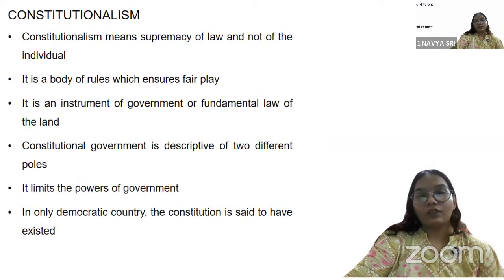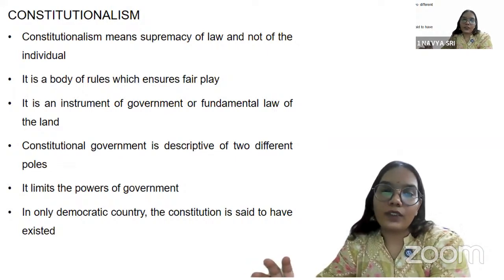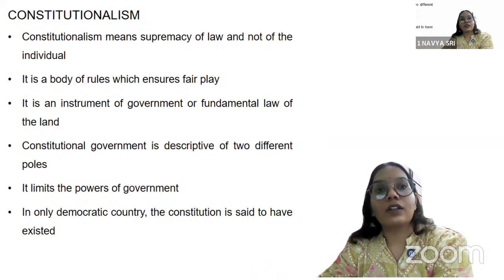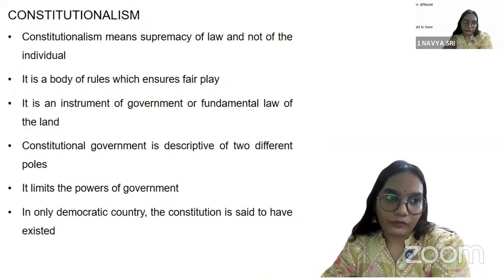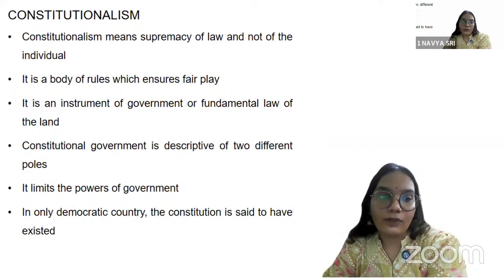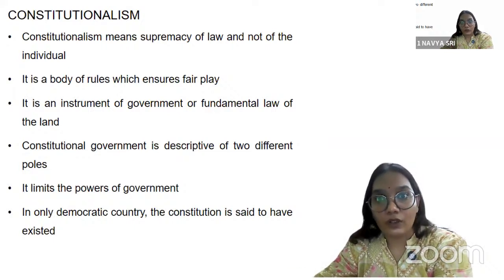The next one is constitutionalism. So what is constitutionalism? Constitutionalism means supremacy of the law. It does not talk about the institutional head or head of the state. It talks about the document being supreme. So the document will have supremacy of the law. And what does constitutionalism have? It is a body of rules which ensures fair play for the citizen. That is the basic purpose of the constitution.